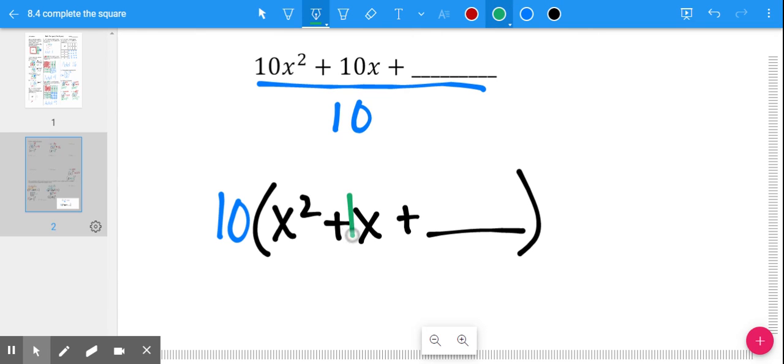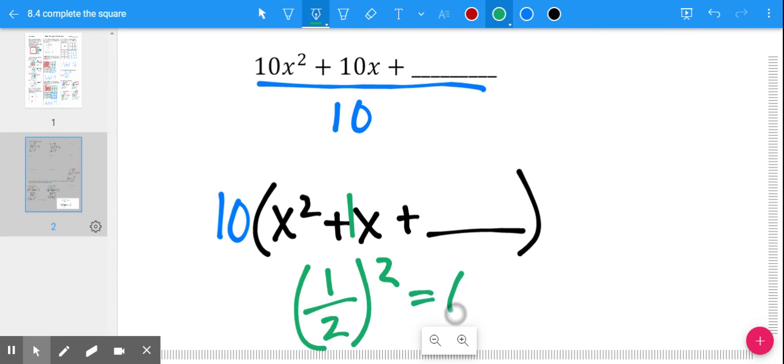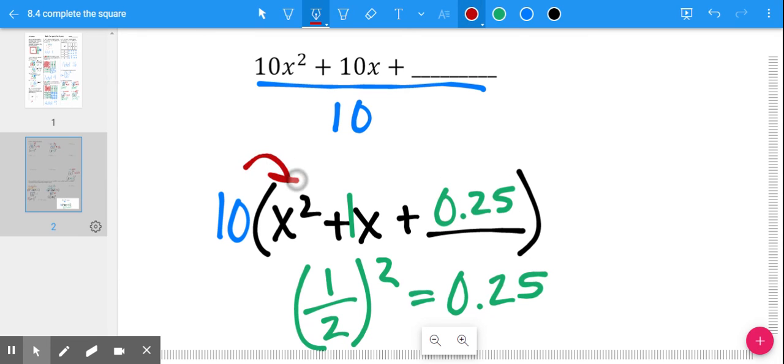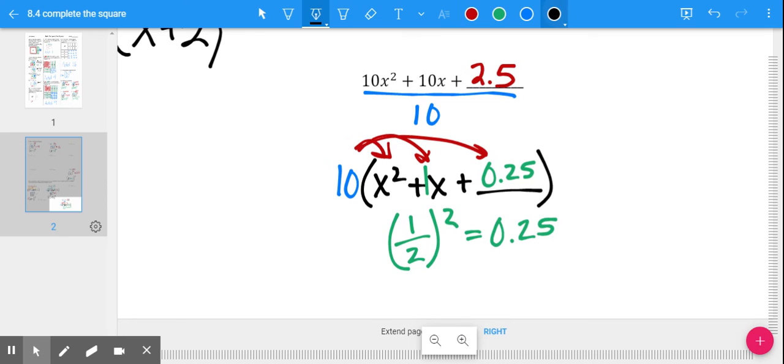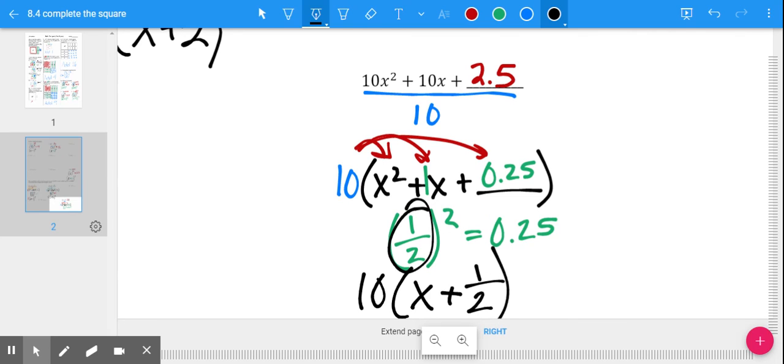So now we look at it, and there's our b value of 1. So we have 1 divided by 2 squared, which gives us 0.25. So we have 0.25 here. And then remember, you have to go back and distribute this 10 to get your original unknown, which would be 2.5. And if you wanted to go ahead and put it in your binomials, you have 10 times x plus the inside half squared.